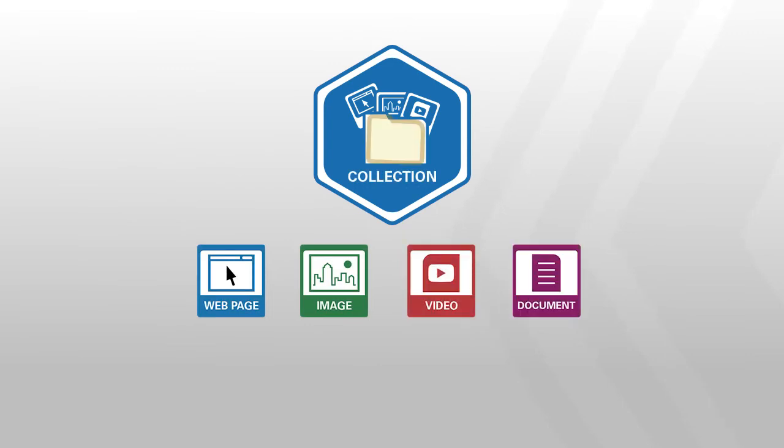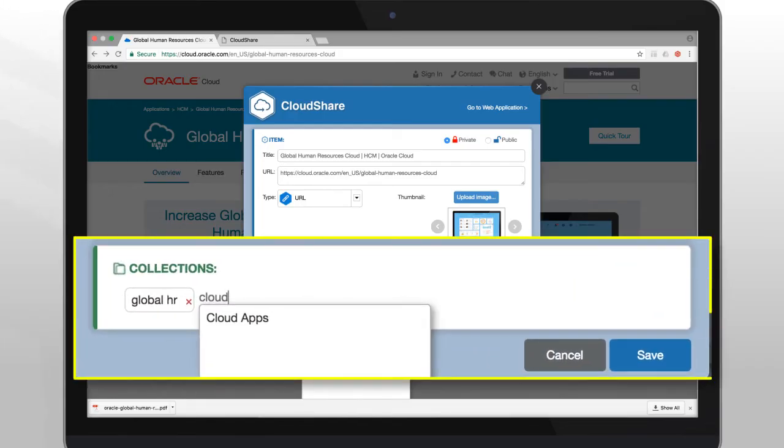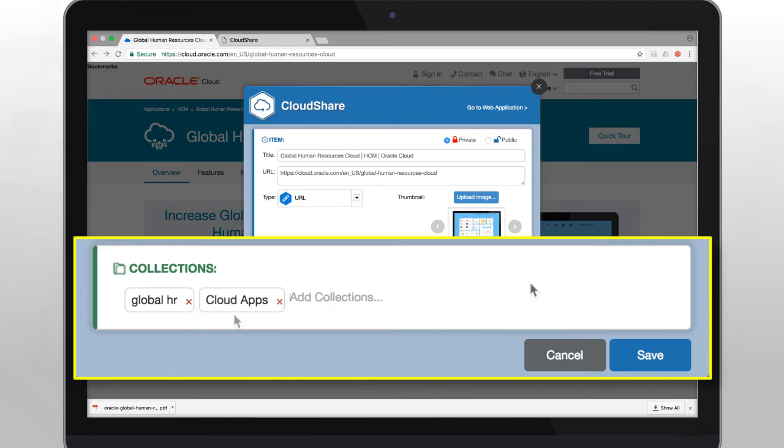Collections help you organize items for better management. A collection is a group of items. It's like a folder to put related items into. To add a collection, just type the name in the Collections field and click Save.